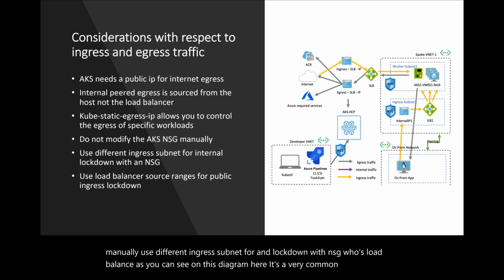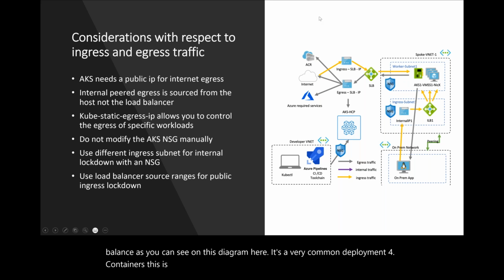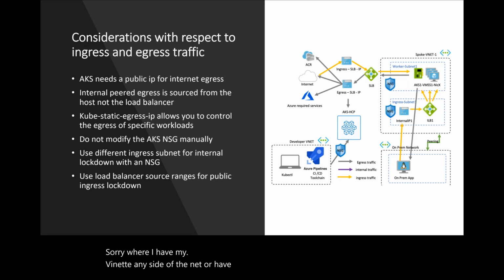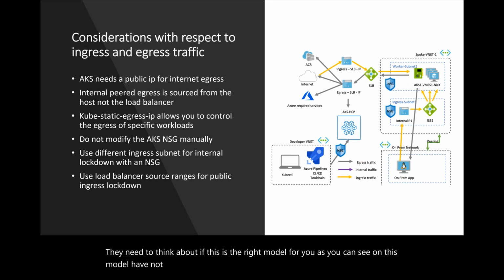As you can see on this diagram here, it's a very common deployment for containers. Let me just minimize this so I can see the whole thing. I have my VNet, and inside of that VNet, I have my AKS cluster running, and then again, you need to think about whether this is the right model for you. As you can see on this model, I'm not using private endpoint or private link, so it means I'm not talking to the AKS via private IP.